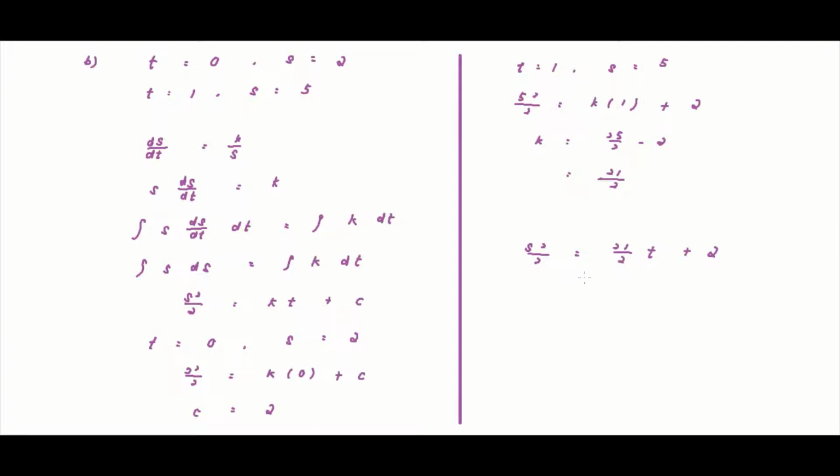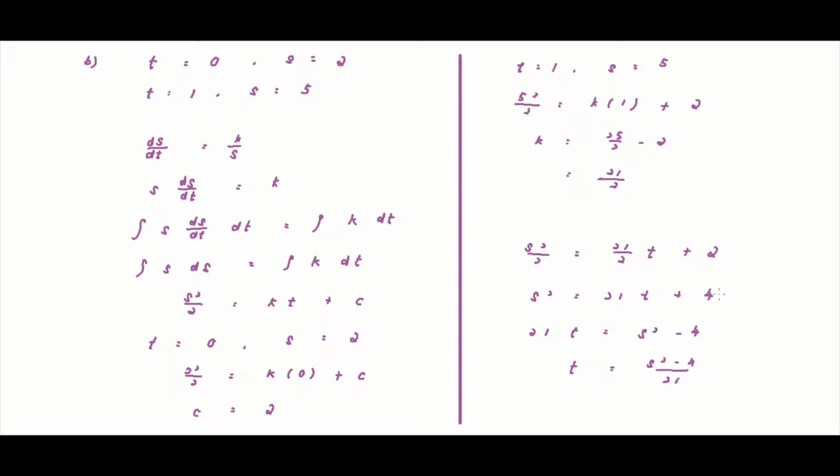Now you need to express it in the form t equals f of s, right? So we need to rearrange the whole thing. Maybe multiply first, so you have s squared equals 21t plus 4. And then move on: 21t equals s squared minus 4. You want t only, so that's why t equals s squared minus 4 over 21. And that will be your answer for B.